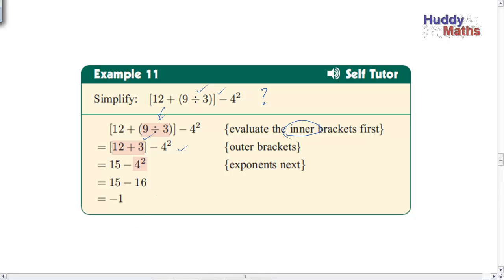Now, here we've still got a bracket, so we won't do the exponent yet. So doing the bracket, 12 plus 3 is 15. Take 4 squared, and then our exponent next. Right, brackets, over, exponent, division, multiplication, addition, and subtraction. Memorize that off now. 15 take 16 is -1.